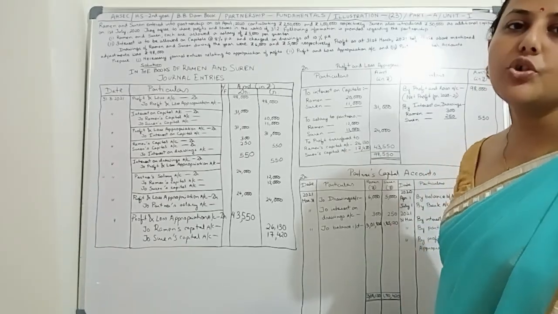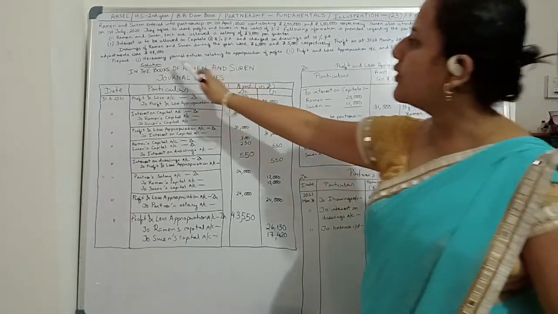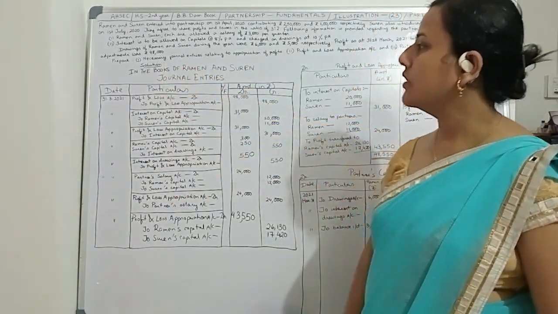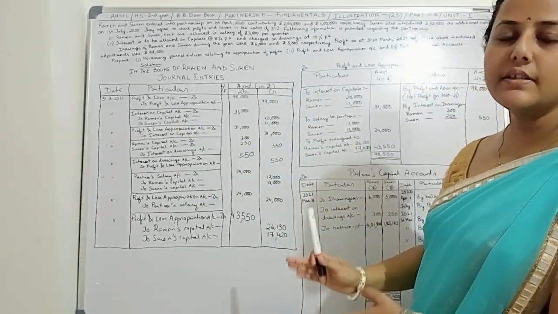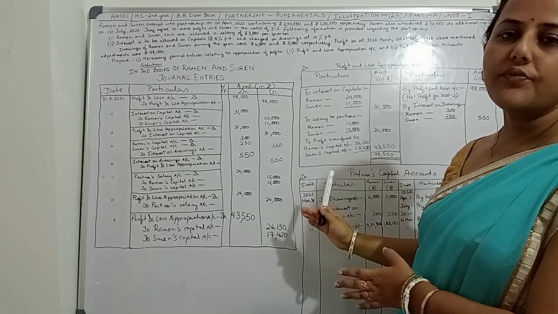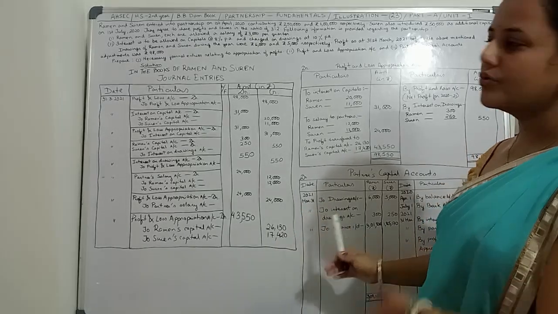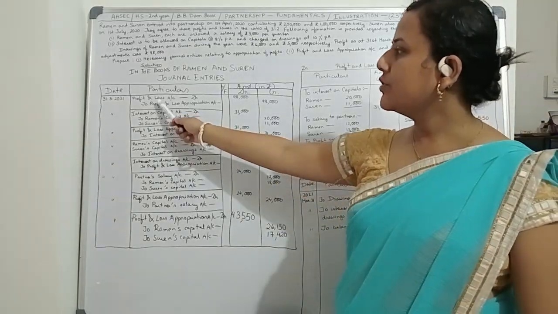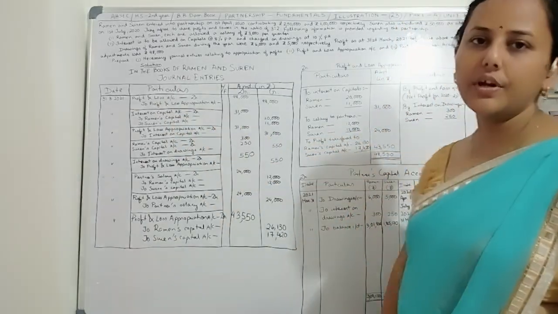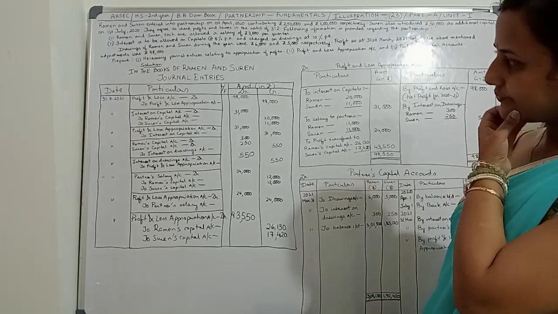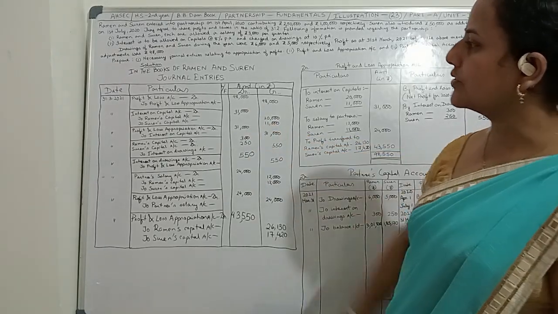The first journal entry will be for the net profit, that is 98,000. Profit and loss account is debited, and we write in the credit side of profit and loss appropriation account the net profit. So profit and loss account is debited to profit and loss appropriation account, 98,000.